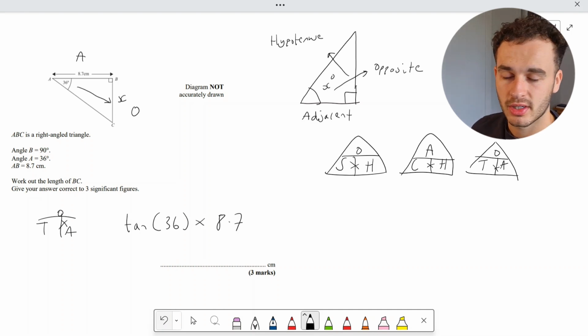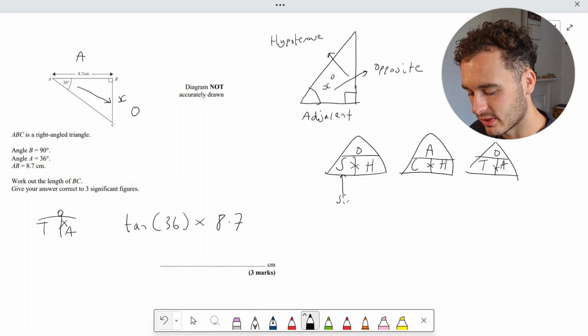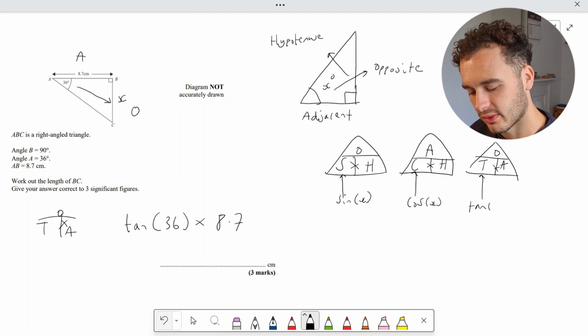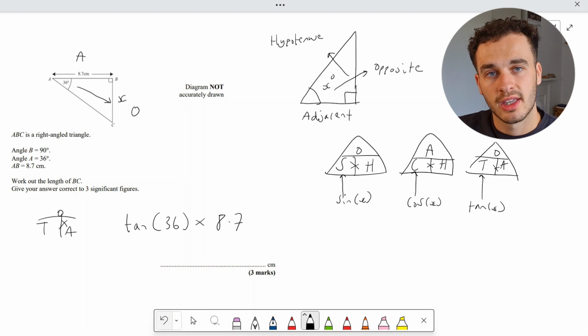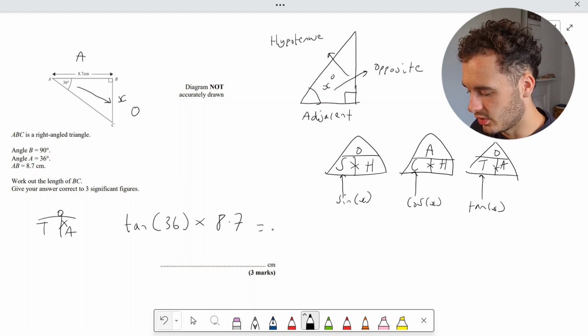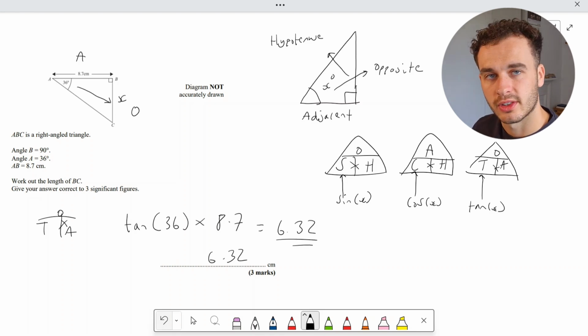I should have mentioned this previously, but the S stands for sine of the angle, the C stands for cos of the angle, and T stands for tan of the angle. These are the three trigonometric functions. This is what makes up trigonometry: sine, cos, and tan. And having put that in your calculator, hopefully you should get to three significant figures, 6.32. So 6.32 is your first answer.